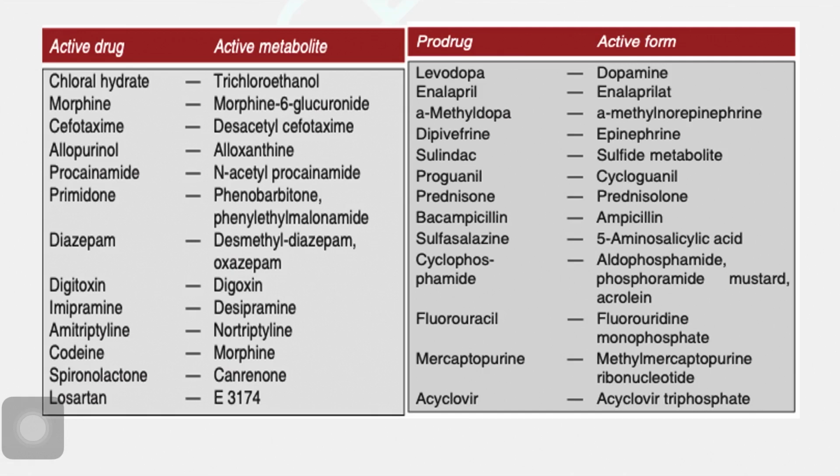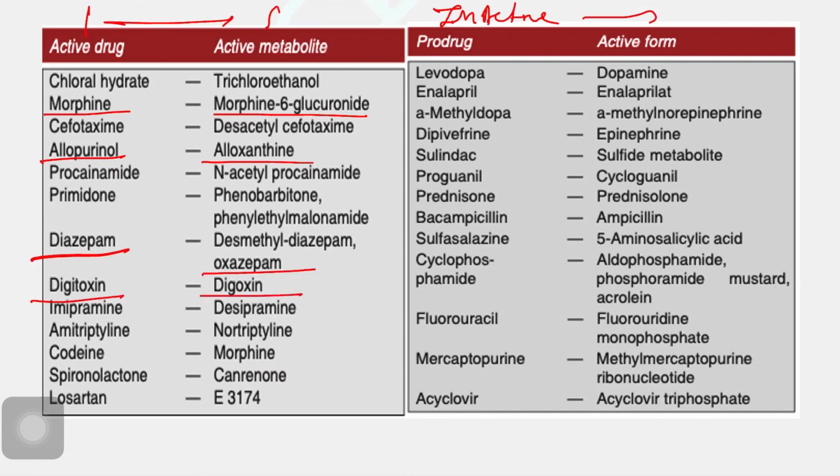So these are some of the examples. This is an active drug with active metabolites, and this is a prodrug, as such inactive, and it produces an active metabolite. Few of the examples you can remember: morphine as such is active, but it also has an active metabolite, morphine 6 glucuronide. Allopurinol is active, it produces alloxanthine. Diazepam is active, its metabolite is also active, that is oxazepam. Digitoxin is active, it produces active metabolite digoxin. So you can remember a few of them.